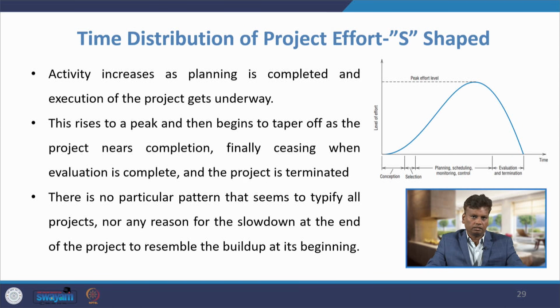Activity increases as planning is completed and the execution of the project gets underway. This rises to a peak and then begins to taper off as the project nears completion, finally ceasing when the evolution is complete and the project is terminated. There is no particular pattern that seems to typify all projects, nor any reasons for the slowdown at the end of the projects to resemble the build up at its beginning.